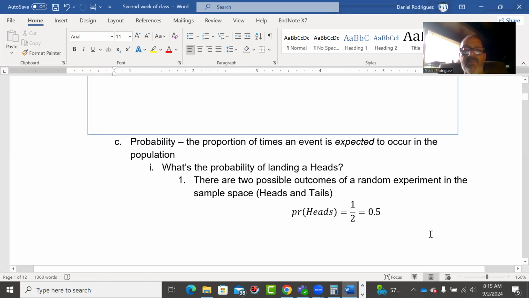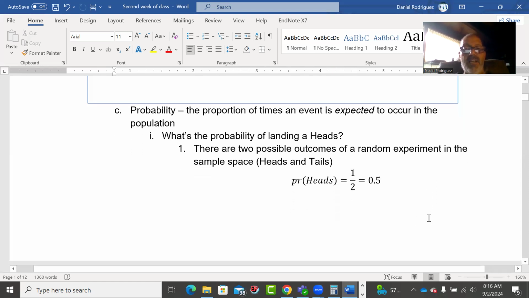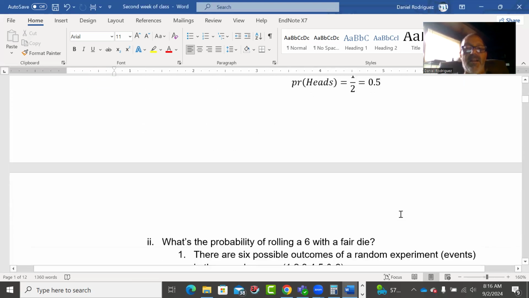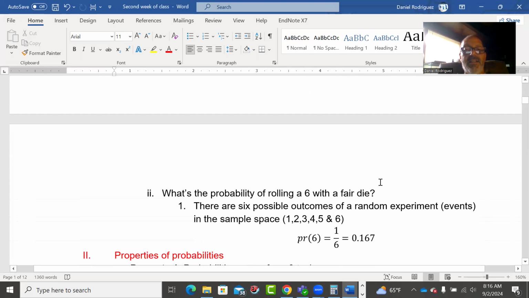Probability is the proportion of times an event is expected to occur in the population. So we're always dealing, like I said before, with samples being estimates of population parameters. So what's the probability of landing heads? If you flip a coin, you have 2 possible outcomes, heads or tails. The probability of heads, the proportion of the time the event is expected to occur, is 1/2 or 0.5. By the way, that doesn't guarantee that if you flip a coin twice, you'll get heads once and tails the other time. There's no guarantee of that.